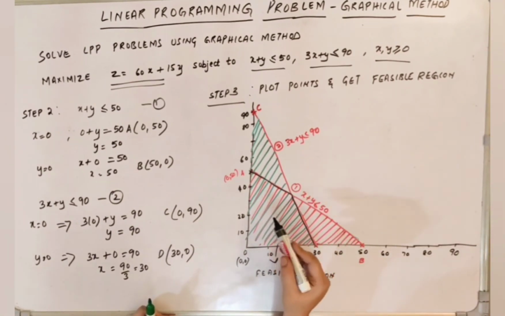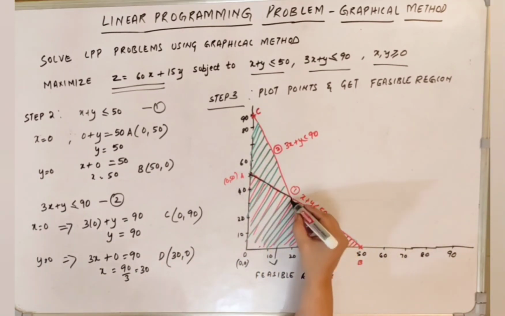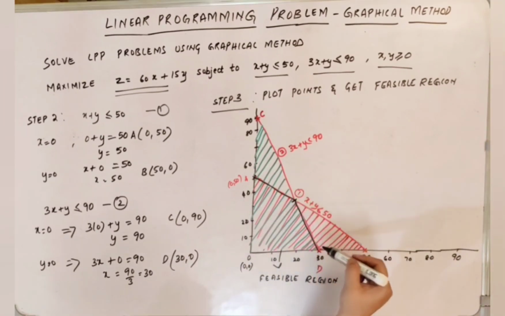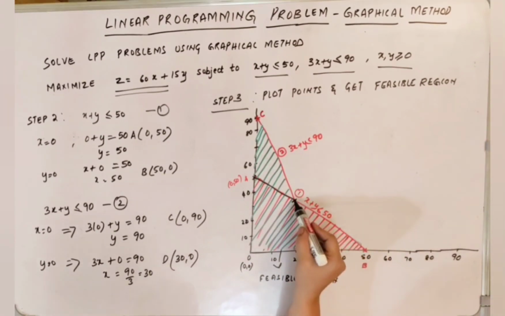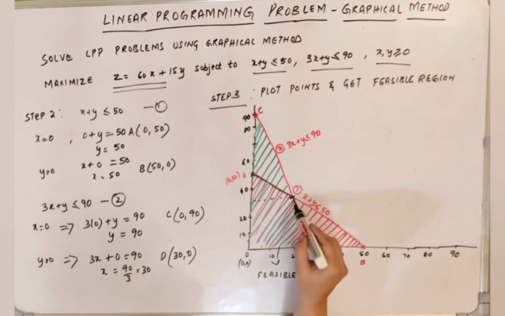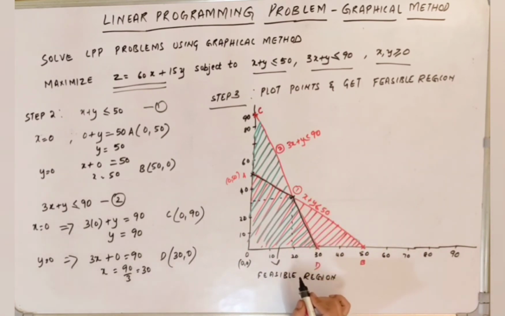Now we'll have to identify the corner points. So we have point A here, point B here. This is the intersecting point. So this point we'll have to find out. If you plotted this accurately using a graph paper, then we'll get the exact values of this: around 30, and this is around 20. So I can say the point is 20, 30.